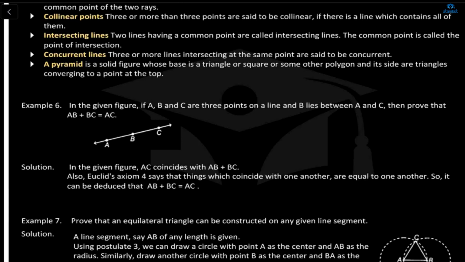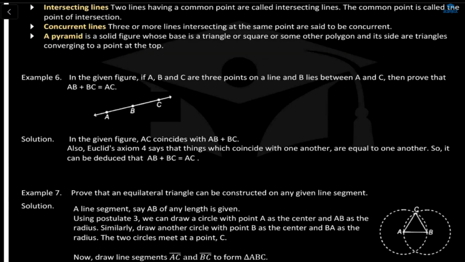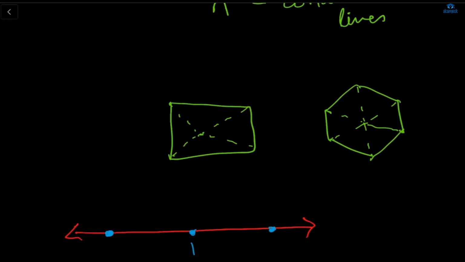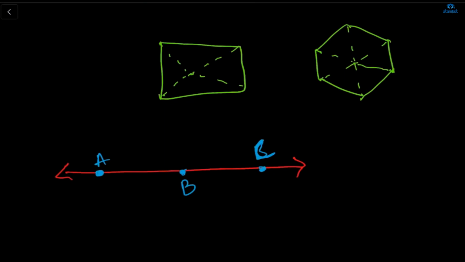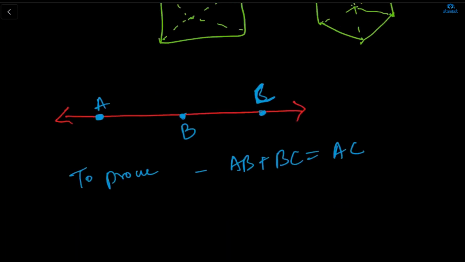That means if you add AB plus BC, it is actually coinciding with AC. Yes or no? If all the three points are lying on a line and B is lying between A and C, now you have to prove AB plus BC is equal to AC. Now how can we prove that? See, if you add AB plus BC, actually AC is coinciding with AB plus BC or not?